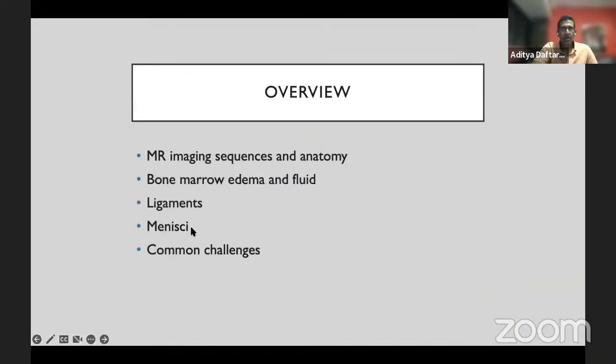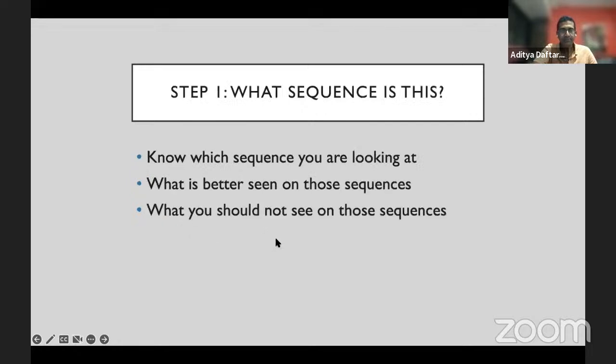Okay. So what we'll be doing today is we'll be talking primarily about MR imaging, sequences, and anatomy. The talk consists of 4 sections: bone marrow edema, ligaments, menisci, and common challenges. Today, we'll be focusing primarily on the MR imaging sequences and anatomy, as well as the ligaments. These are the 2 sections we'll focus on today. The others will come in upcoming sessions.